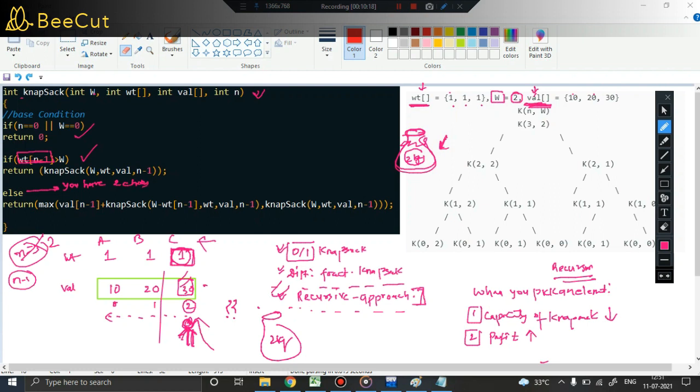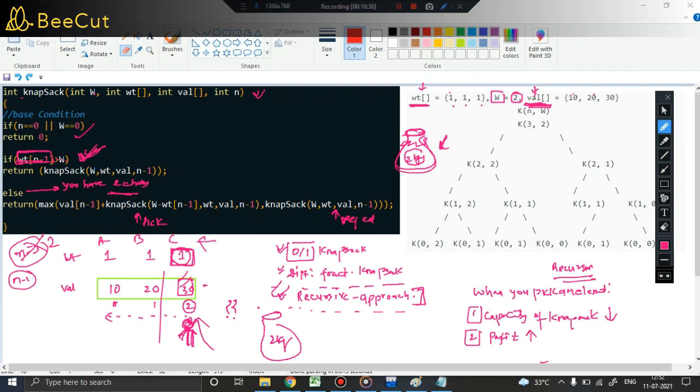Else means what? If your weight is greater than the capacity of the knapsack, you are ignoring. But if your weight is less than or equal to the capacity of the knapsack, you have 2 options. What are the 2 options? Either you pick up, or you ignore or reject. So what if I pick up the element?